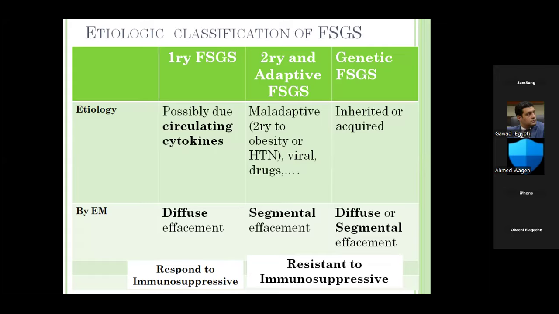Genetic FSGS, with an inherited or a de novo or acquired genetic mutation, diffuse or segmental effacement could be present. So in genetic FSGS, diffuse effacement could be present and segmental effacement could be present as well, according to the mutant gene. According to the mutant gene, the extent of effacement occurs.